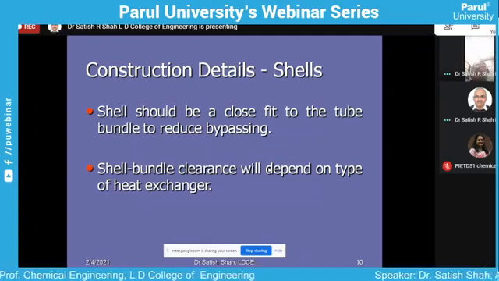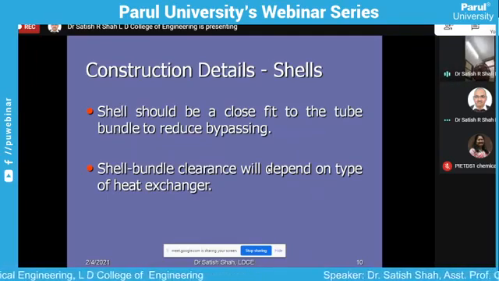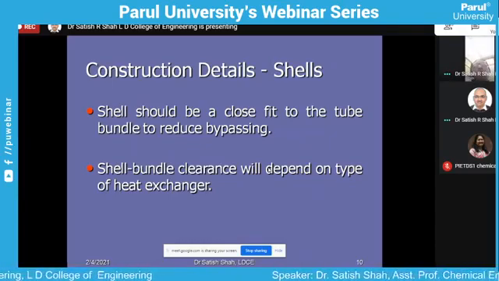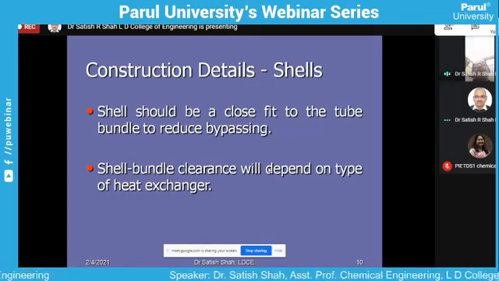Now the construction details. Shells should be a close fit to the tube bundle to reduce bypassing. Basically, whenever you want to do design, you will first calculate the bundle diameter, and after calculating the bundle diameter, you will fix the shell diameter. So suppose my bundle diameter is 294 mm, for example.